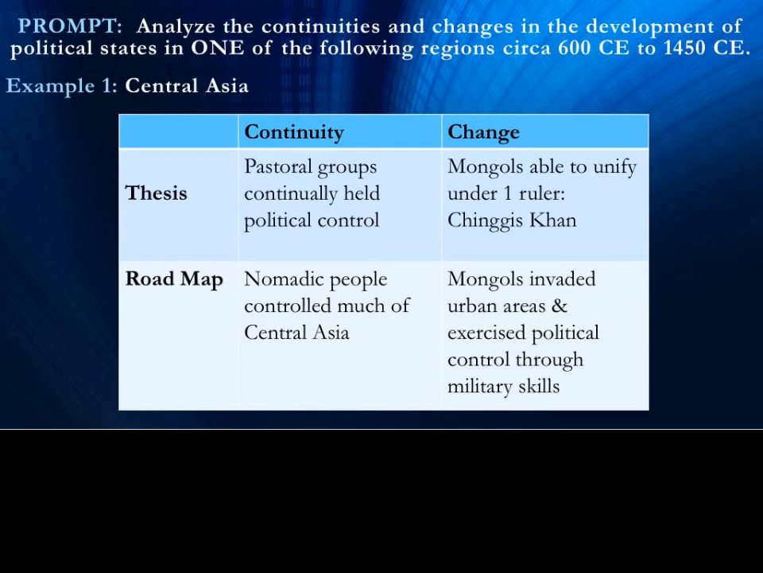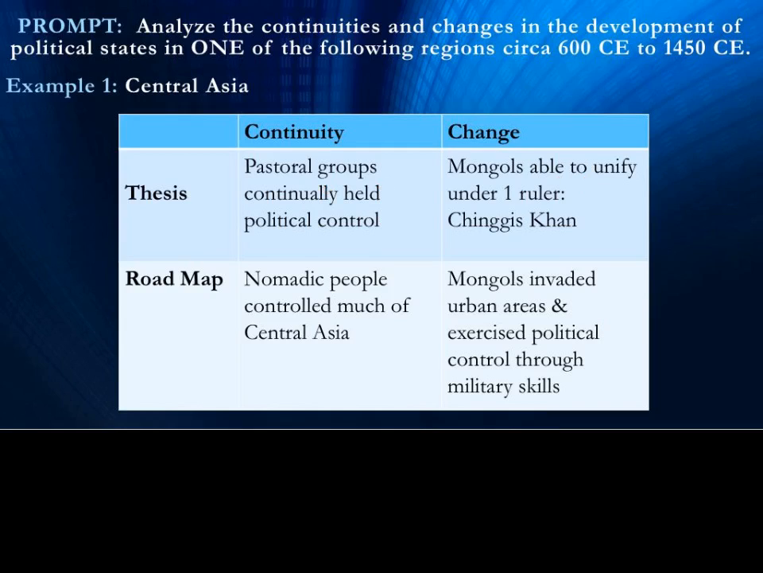Okay, so here's our first example. The first one was Central Asia. Analyze the continuities and changes in the development of political states in Central Asia, circa 600 to 1450 CE. Okay, so here's your thesis. Continuity for Central Asian political developments. Pastoral groups continually held political control. Your change, Mongols were able to unify under one ruler, Genghis Khan. And I chose this particular change because it is linked to the pastoral groups, because the Mongols themselves are an example of a pastoral group. So there is a link between the continuity and the change.